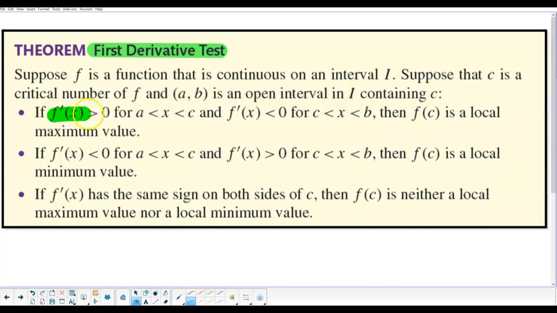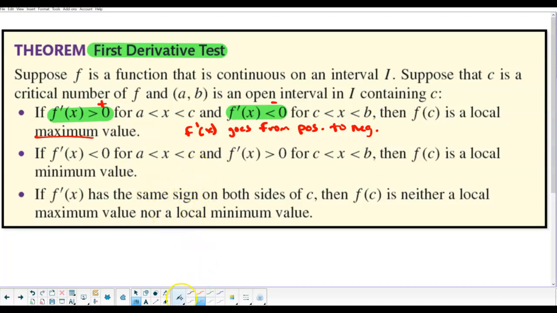Well, if the derivative of f is positive from a to c, and then it goes to being negative from c to b, there's a maximum value. So that's the same thing as saying if my derivative goes from being positive to negative. So we would say f prime of x goes from positive to negative. If that's true, then my conclusion is there's a maximum value.